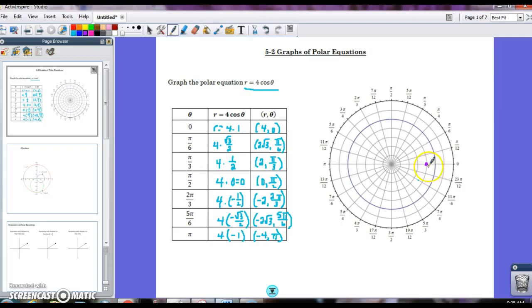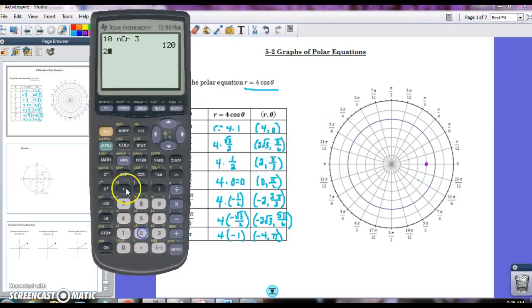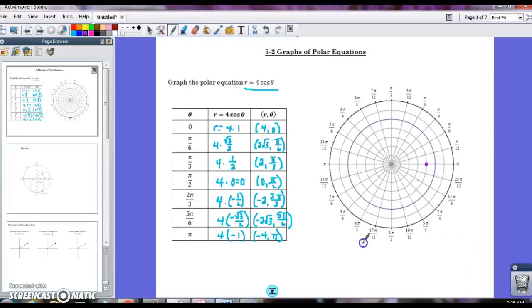So I'll start with 4, 0, right? That's at theta equals 0. I'm going out 4 units, so you give it an R value of 4. The next one we have there is 2 radical 3 comma pi over 6. And if we were to do 2 radical 3 in our calculator, we end up with 3.46. So it's about 3.5. So at pi over 6, I'm going to go out to 3.5. So I'm right about there. Okay, at pi over 3, I'm here at 2.